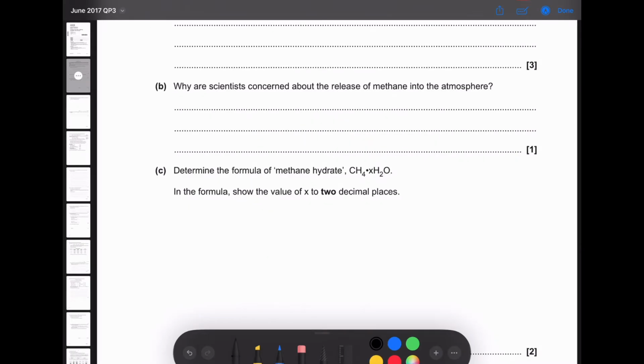Why are scientists concerned about the release of methane into the atmosphere? Well, hopefully you know this from year 7, 8, 9 GCSE chemistry. Methane is a greenhouse gas. Nice and simple, 1 mark.